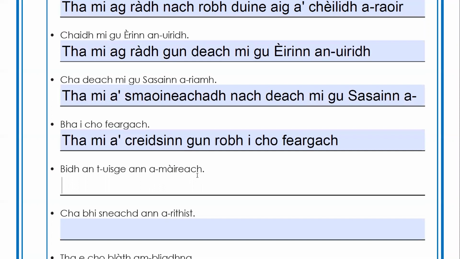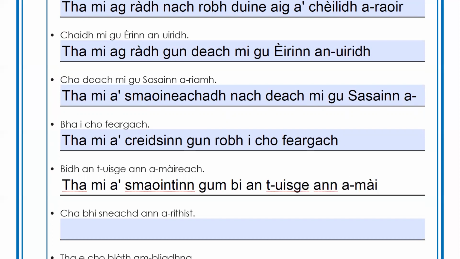Bí an tuisce ann na marach. So there will be rain tomorrow. Future tense then. Will be, so it's the verb to be. Be. Ha mi smooching. Be positive, future tense. So gum be. Ha mi smooching, gum be tuisce ann marach.